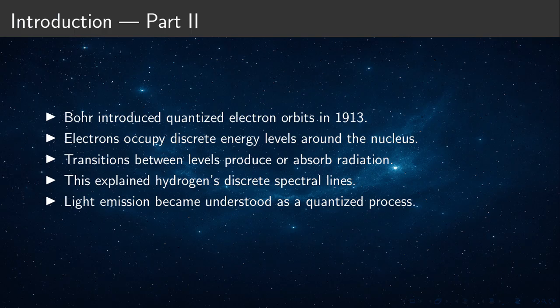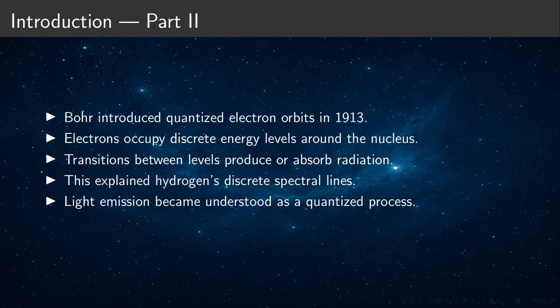Building upon this framework, Niels Bohr proposed his atomic model in 1913, introducing the revolutionary concept that electrons occupy discrete, quantized orbits around the nucleus. Within this model, electrons may transition between allowed energy levels, emitting or absorbing electromagnetic radiation, whose energy corresponds exactly to the difference between initial and final states.